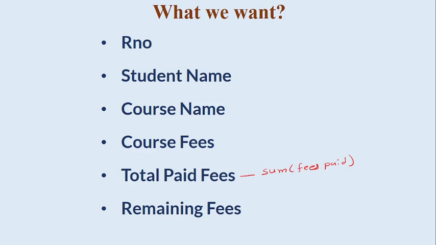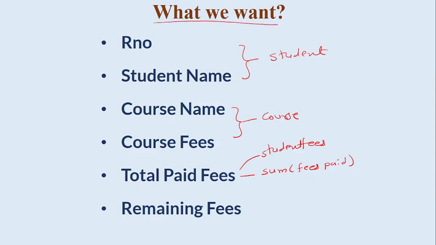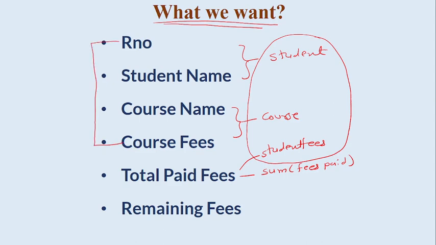Now this roll number and student name is present in student table. Course name and course fees is present in course table and paid fees information is present in student fees table. So the information which we want to display, we have to take from all these three tables. Now getting this information is easy. We can join the tables, and through tables we can get this.